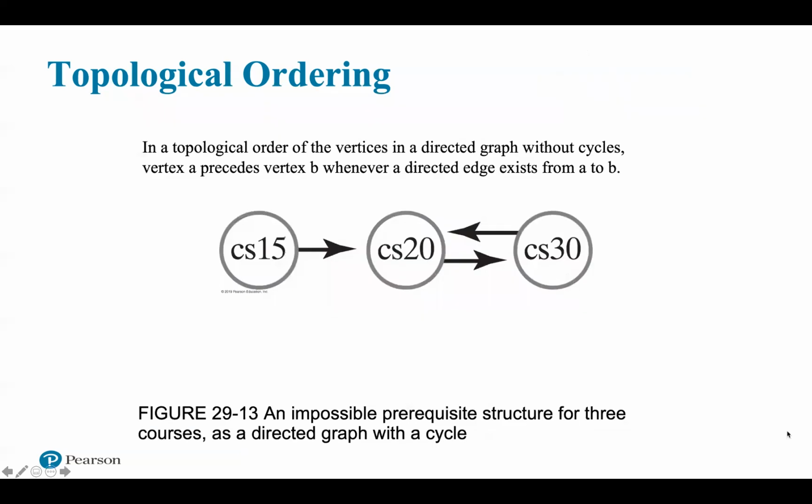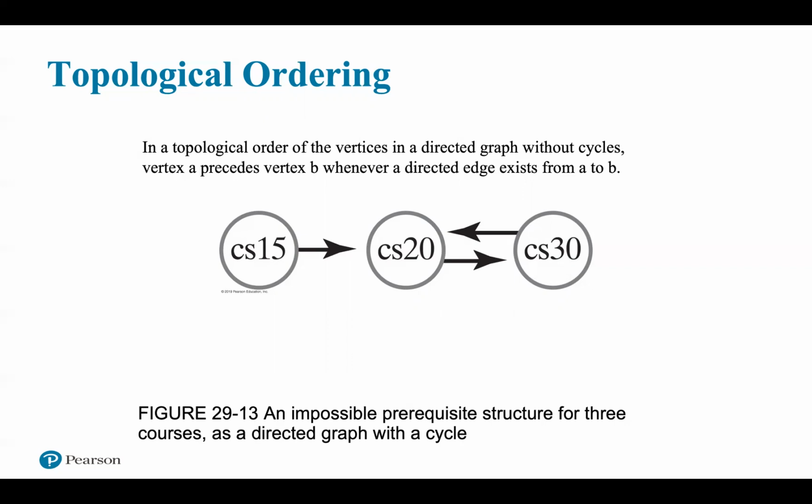Okay, moving on. A topological order is not possible for a graph that has a cycle. If vertices A and B are on the cycle, a path exists from A to B and from B to A. One of these paths will contradict any order that we choose for A and B. For example, the graph in 29.13 that we're showing here contains a cycle.